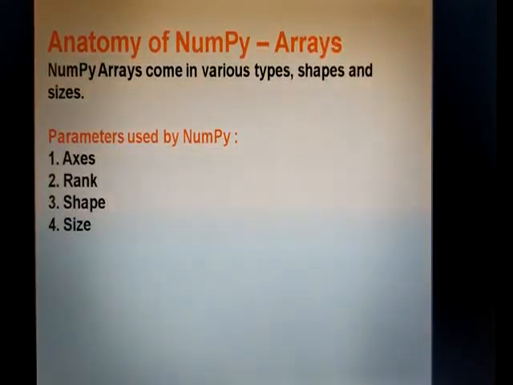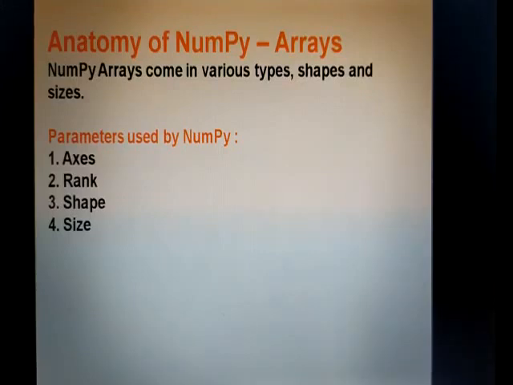Now, consider the next parameter, that is shape. The shape of an array specifies the length of the array in each dimension. It is usually represented as a tuple, where the number of elements on axis 0, axis 1, axis 2, etc. are stored as elements of the shape tuple. For a given array, the number of elements in the shape tuple will be equal to the rank of the array.